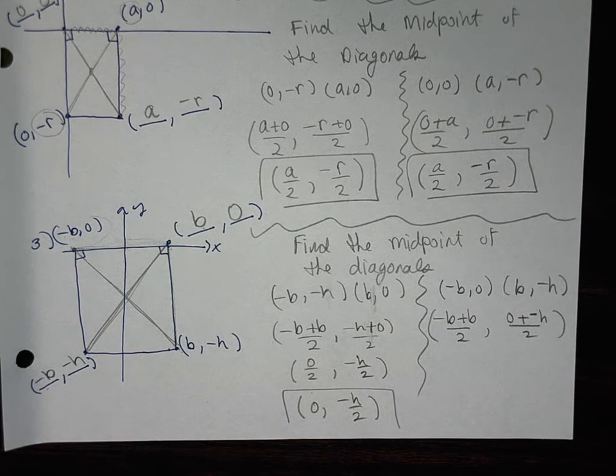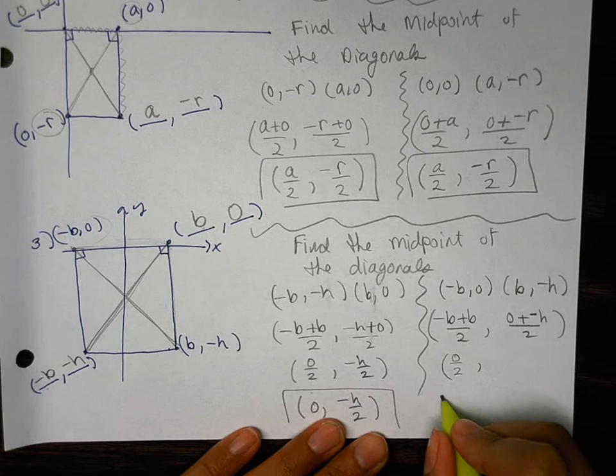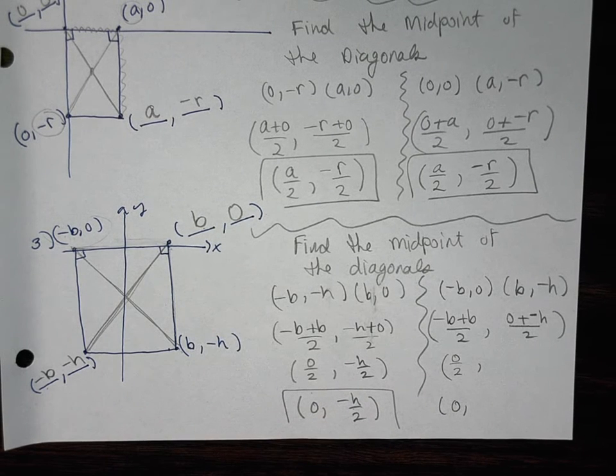Okay, do that now. Michael, what do you get for the x's when you do negative b plus b? 0. Good. And 0 divided by 2 is 0.